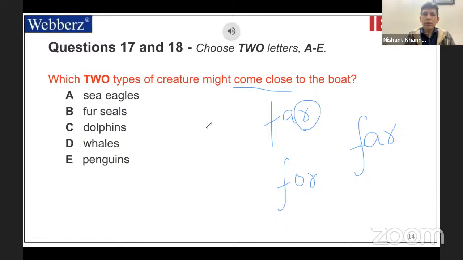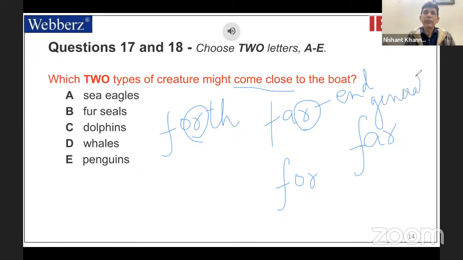So if I talk about R coming in the middle, F-O-R-T-H, fourth, R is in the middle, then it is not silent. But when R is in the end, it is generally silent. Okay? So this is a small phonetic tip.